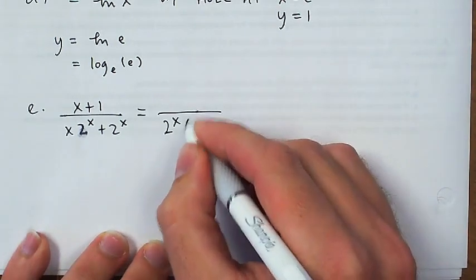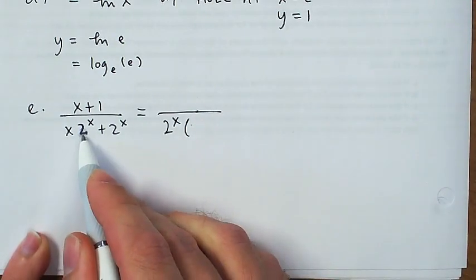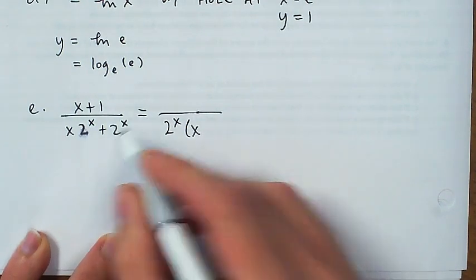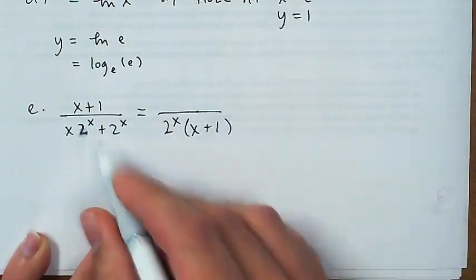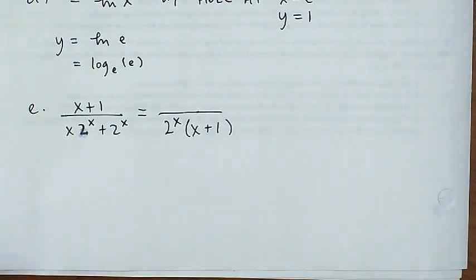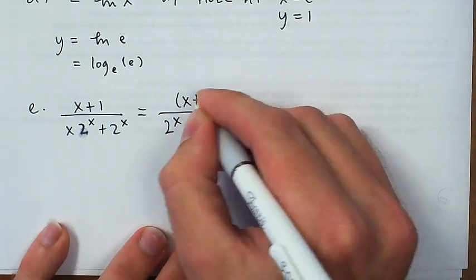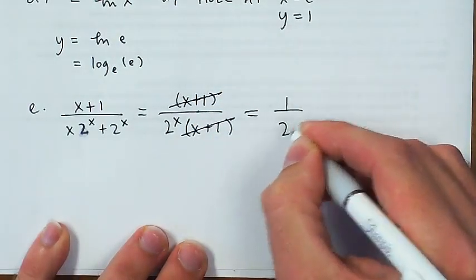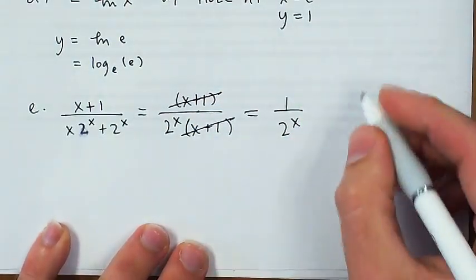And this is not a type of factoring we've really done, but if I factor out the 2 to the x, what am I left with here? An x. What would I be left with here? Nothing really. I guess I would multiply it by 1 to get a 2 to the x. And I can check my factoring by thinking about distributing. And then I've got x plus 1 on top. And so this is equal to 1 over 2 to the x with a hole at x equals negative 1.